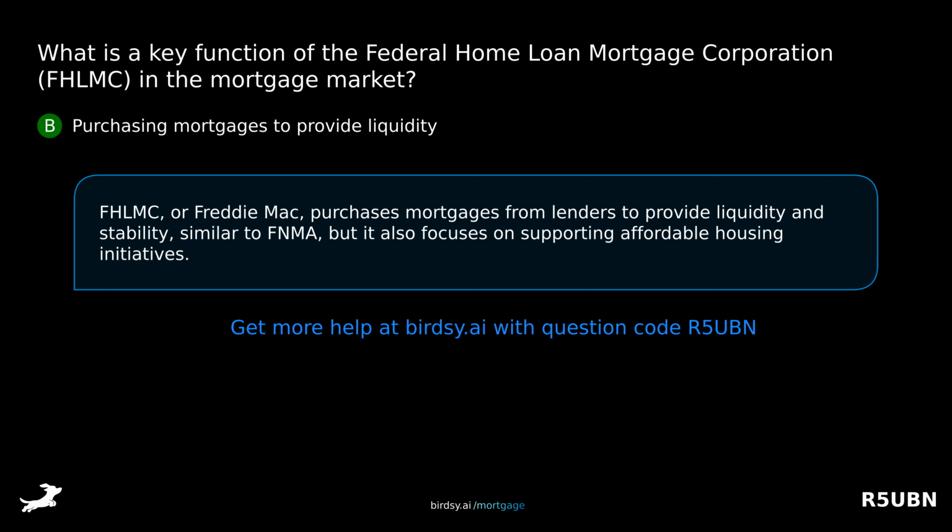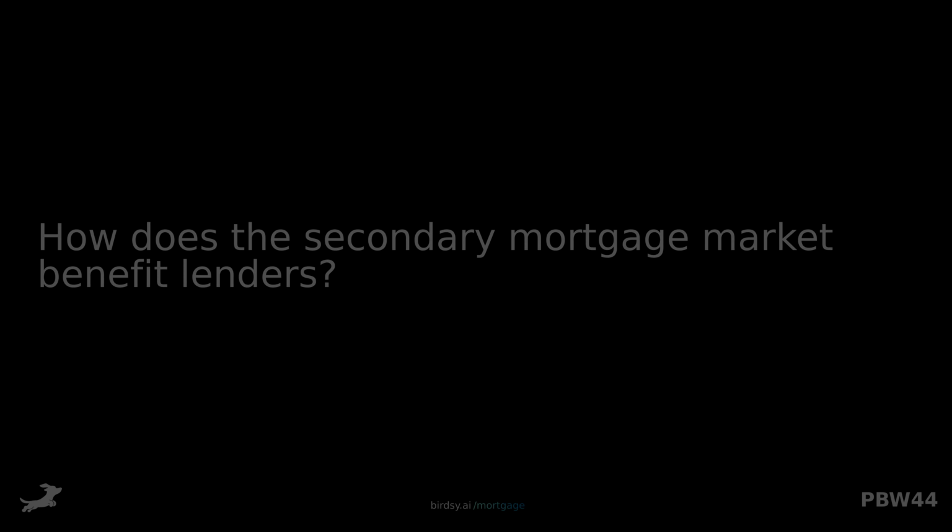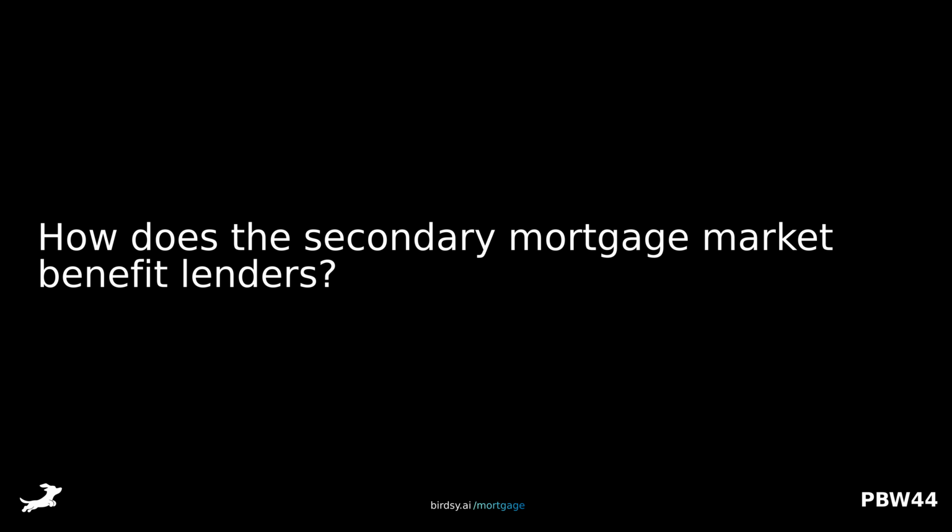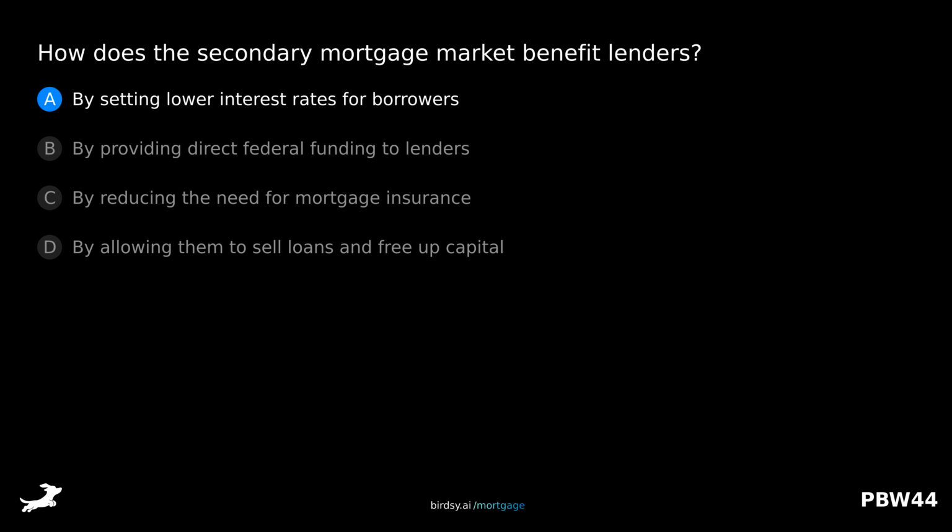FHLMC, or Freddie Mac, purchases mortgages from lenders to provide liquidity and stability, similar to FNMA, but it also focuses on supporting affordable housing initiatives. How does the secondary mortgage market benefit lenders? Is it A, by setting lower interest rates for borrowers, B, by providing direct federal funding to lenders, C, by reducing the need for mortgage insurance, or D, by allowing them to sell loans and free up capital? The answer is D, by allowing them to sell loans and free up capital.